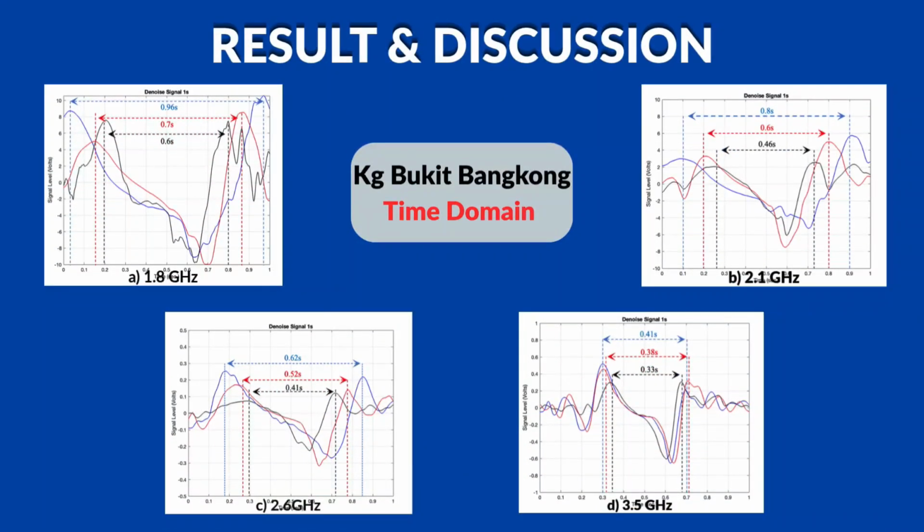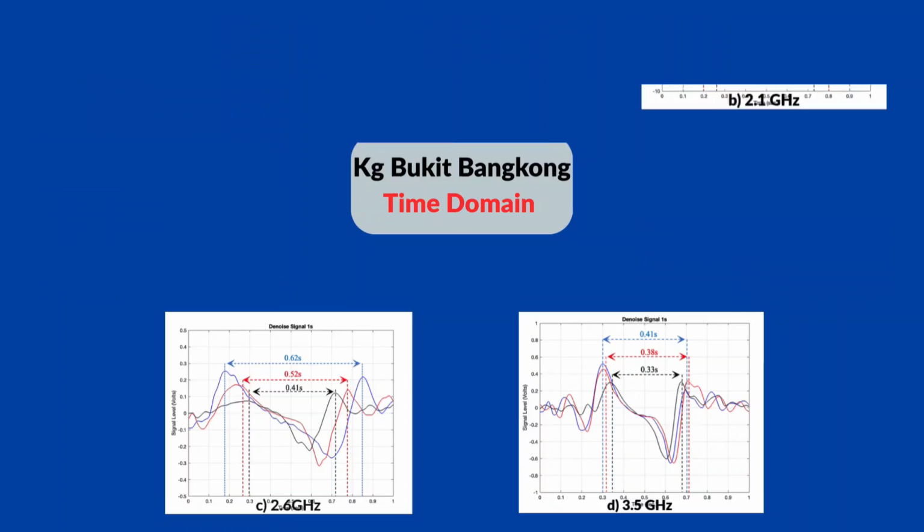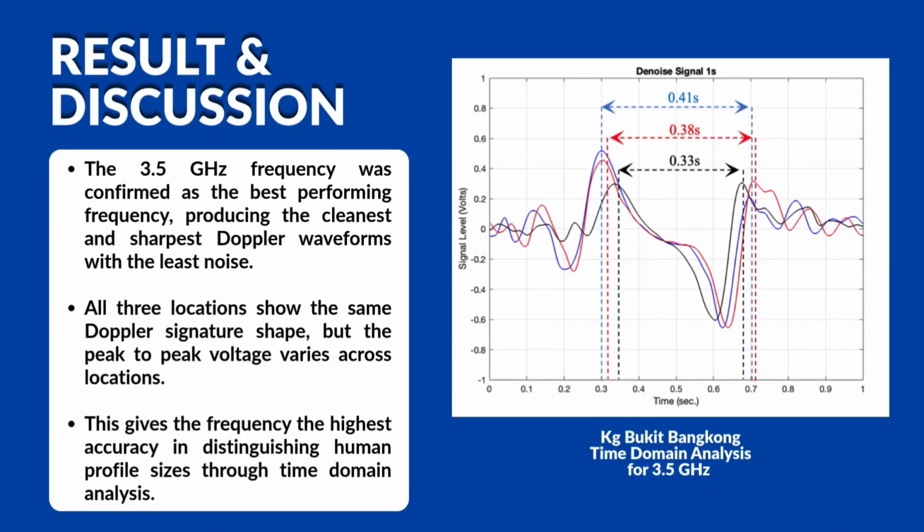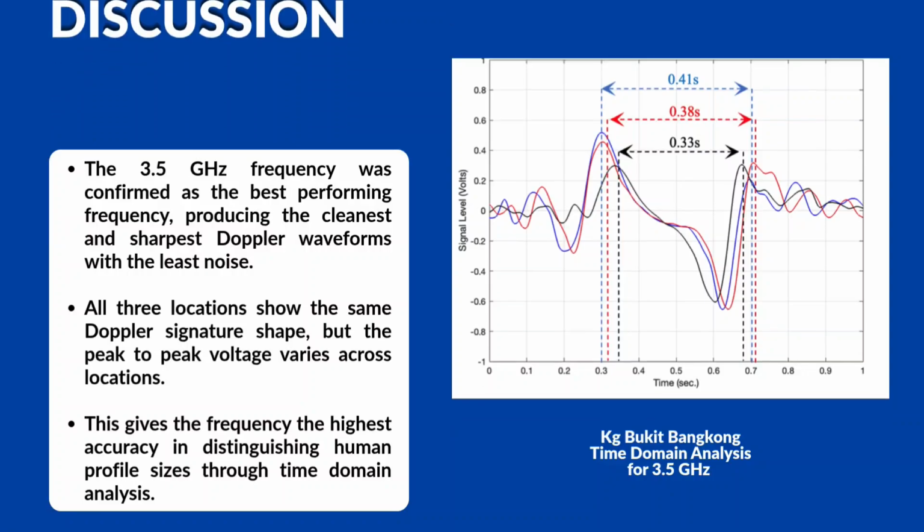This is the result of time domain at Kampong Bukit Bangkong with 4 different frequencies. The 3.5 GHz frequency achieved the best performance, enabling accurate time domain analysis in which larger human dimensions produced longer signal durations and higher received voltages.